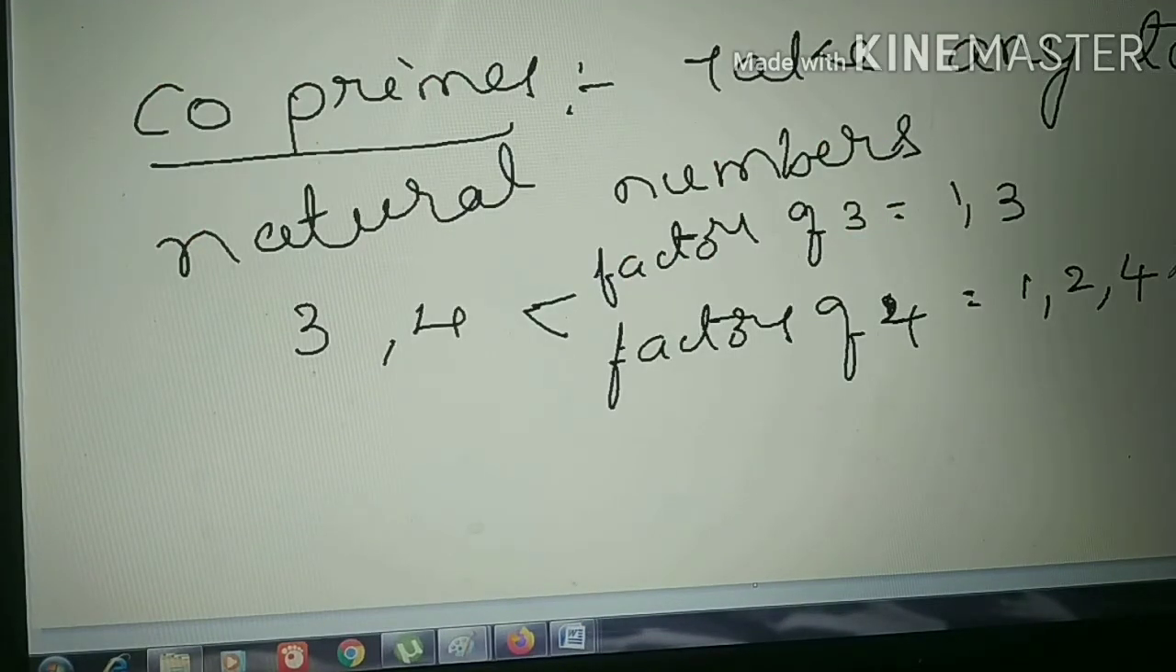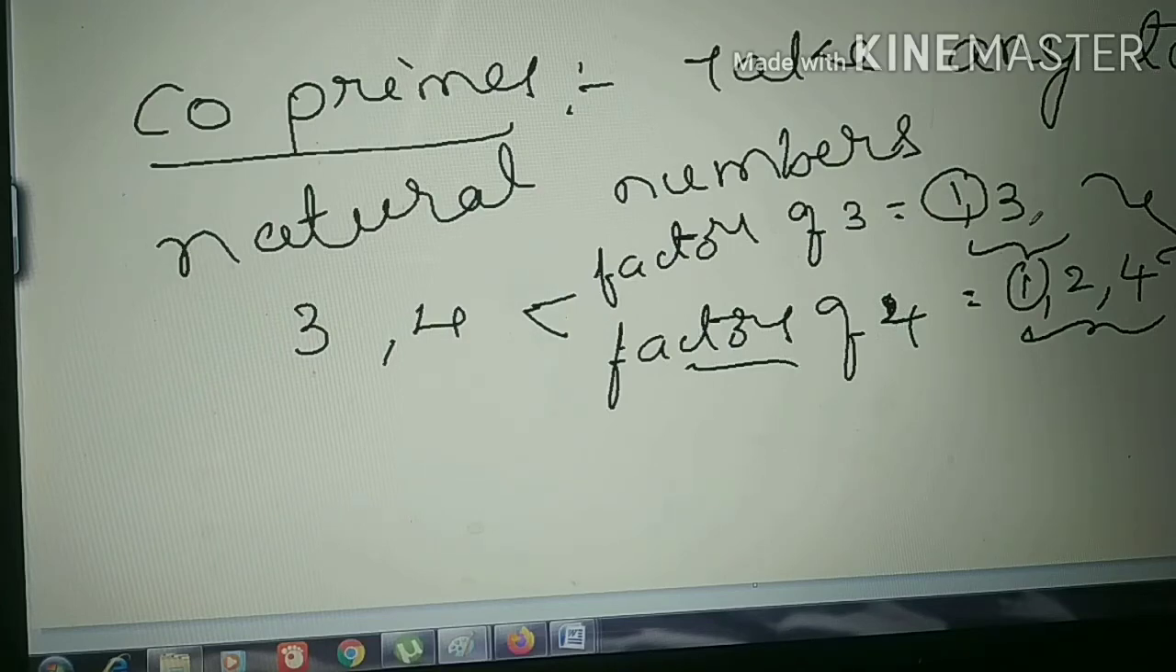Now next, co-primes. What is that one? If you take any two natural numbers, so here I am taking 3 and 4 and writing the factors. Factors of 3 are 1 and 3. Factors of 4 are 1, 2 and 4. If you observe here, we are finding any common prime factor. 1 is not a prime number, not a composite number, so leave that one. Among the factors of 3 and 4, nothing is common. There is no common prime factor here, and those numbers will be called co-primes.